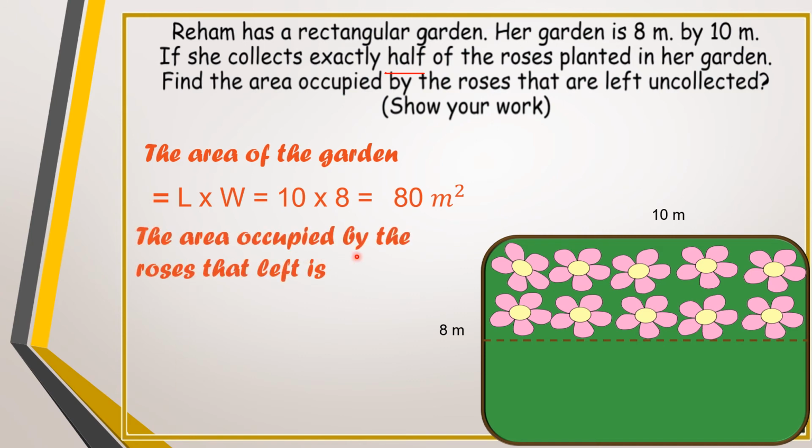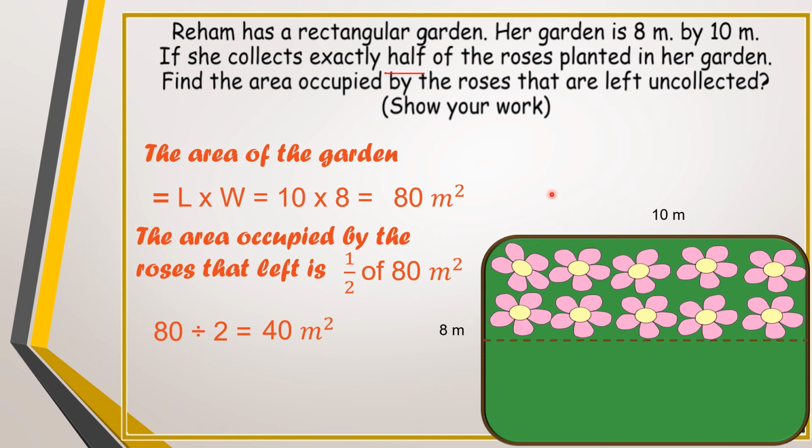So the area occupied by the roses that are left is half of 80 meters square. Half of all the area only. So half of 80 means 80 divided by 2. So it's equal to 40 meters square.